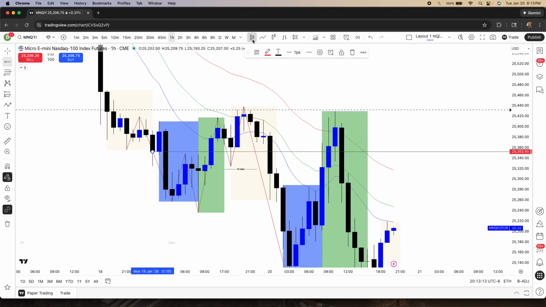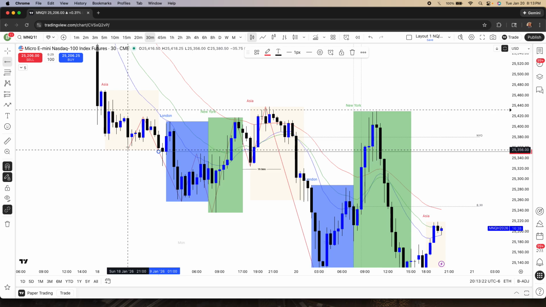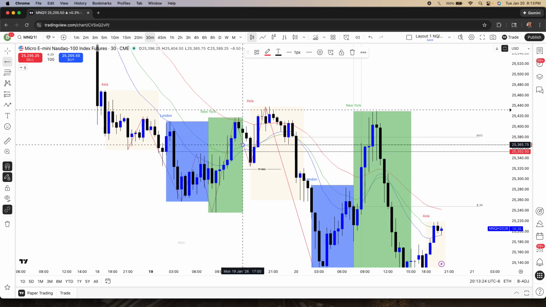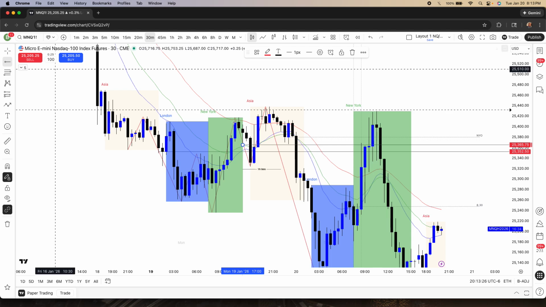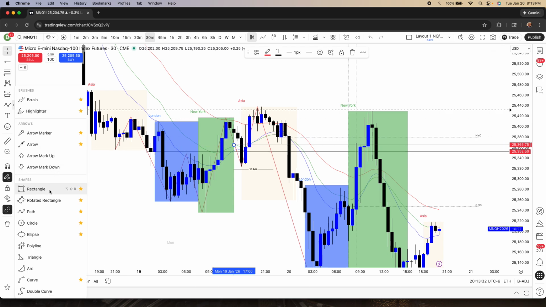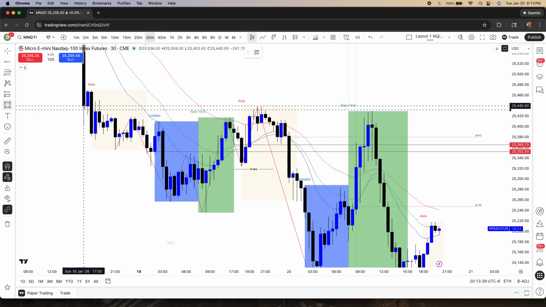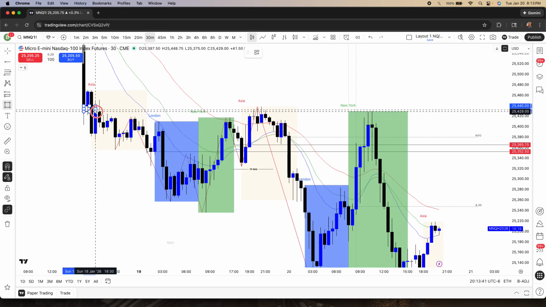So let me put this back on, and we're going to draw our support and resistance onto the chart. Let me go to the 30-minute, see if we can get a little bit more price action. So you can see I got these two lines. Now I'm going to draw my actual support and resistance area. So this is definitely an area of support and resistance right here.